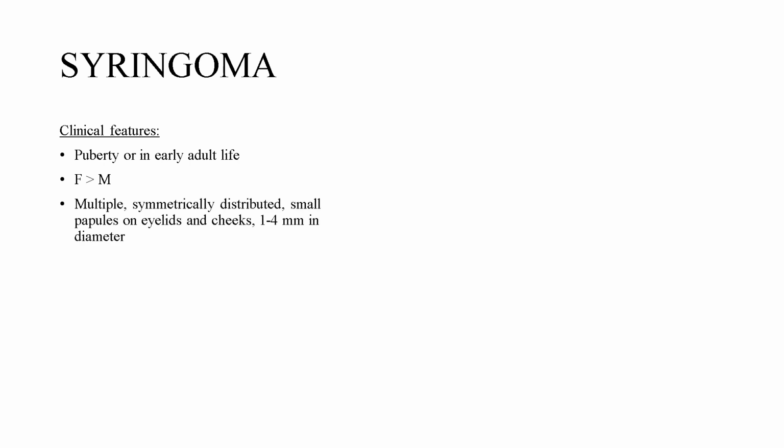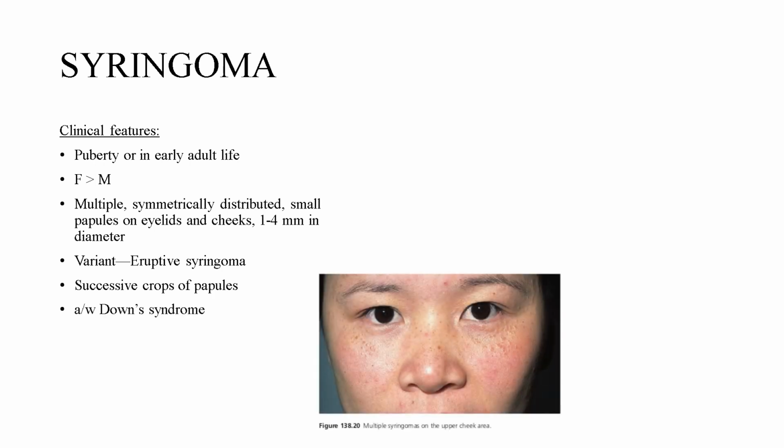Okay, so coming to the next tumor, which is syringoma, right? Syringoma is actually quite common and commonly seen in the OPD. It typically presents during puberty or in younger adults, in females, and classically it presents as multiple bilaterally symmetrical small papules around the eyelids or cheeks, and the papules are very small, 1 to 4 millimeters in size. There is a variant known as eruptive syringoma, in which there are successive crops of papules, and it is sometimes associated with Down syndrome.